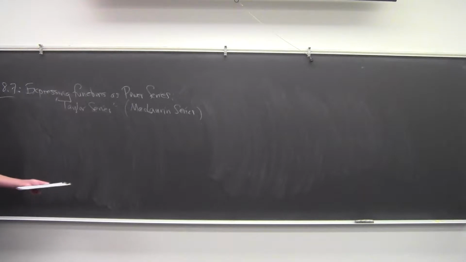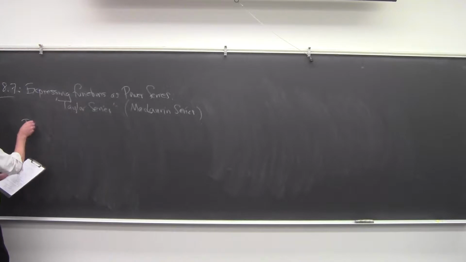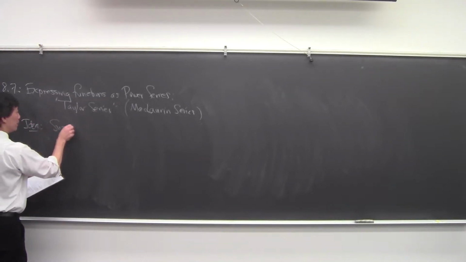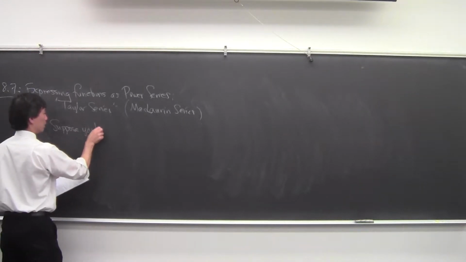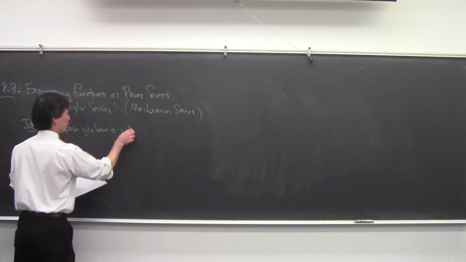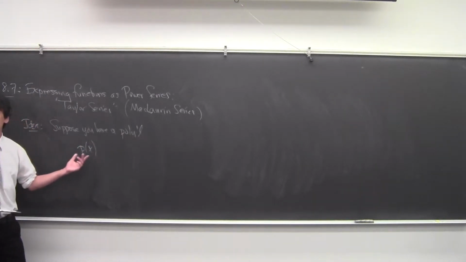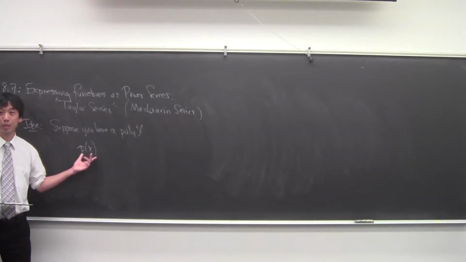Okay. So we said this earlier. We did something like this early on in the term. I'm just going to remind you of it in case you've forgotten. So here's the idea. Suppose you have a polynomial. So p of x is some function. This function is a polynomial. But you've forgotten what the coefficients are.